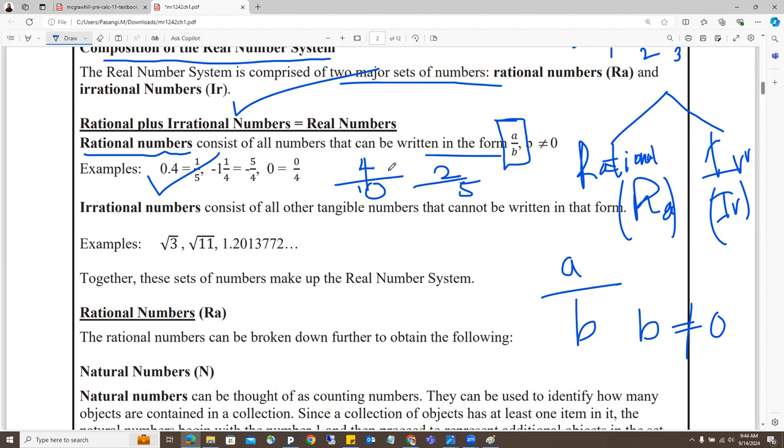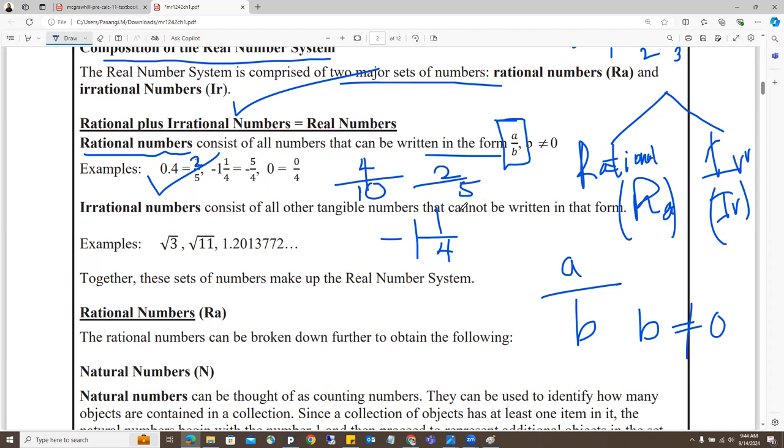Sorry, it should be 2 over 5. 4 over 10, if we divide both by 2, then we receive 2 over 5, right? Yes, it should be 2 over 5. So then what else? Here we have minus 1 and 1 over 4. Minus 1 and 1 over 4 is a mixed number.